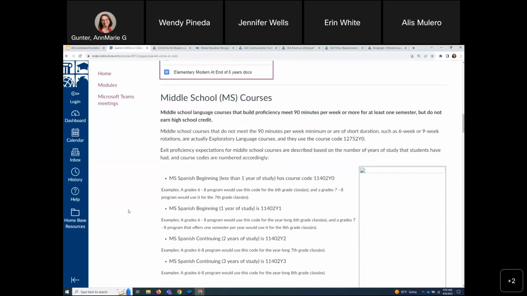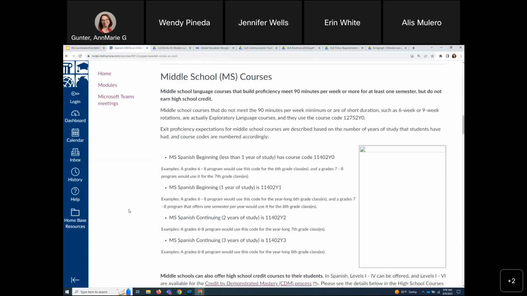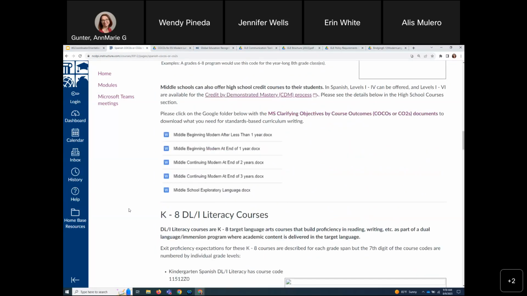Since it's K-12, the next group up is middle school courses. And again, there's a description straight from the standards about those middle school courses, what they entail, and some examples of how that would work. So for those of you getting started with beginning or continuing middle school courses that do not give high school credit, those are available there. There is a note about middle schools being able to offer high school credit courses to their students, as part of the CDM process as well, and that those details are available in the high school credit section. But again, here are the middle school COCOs that you can download.